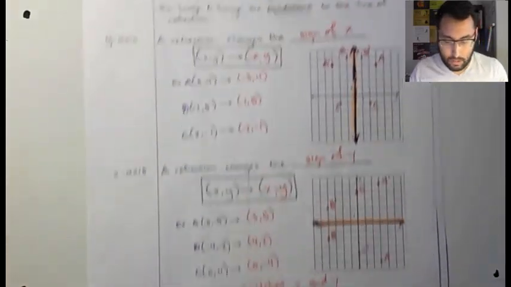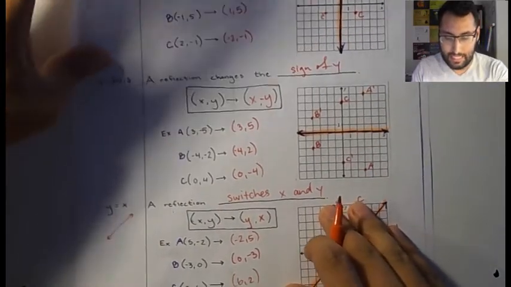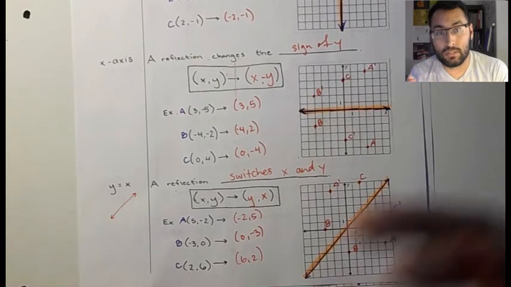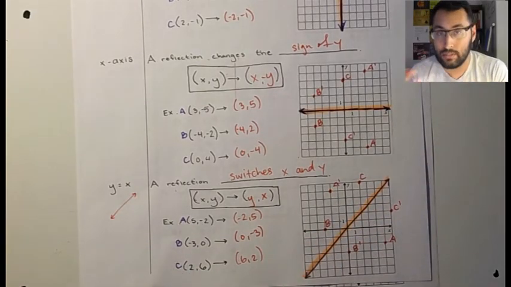All right, guys, that's pretty much all that we're working on today. We're going to be reflecting points, but also shapes like triangles, quadrilaterals, that type of thing.